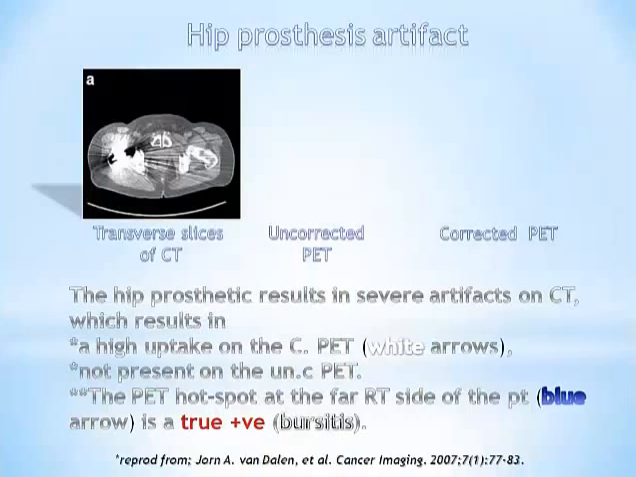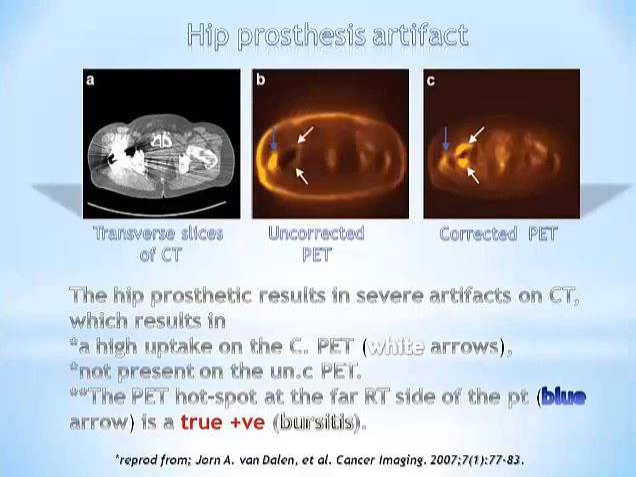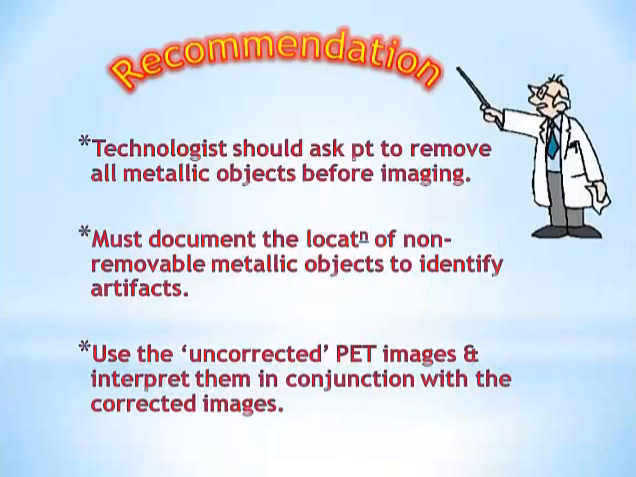This is another one. As you see, the hip prosthetic is causing, as I mentioned, a striking artifact in the CT image, and a high uptake in the corrected PET image, while we see just a low background in the uncorrected PET image. This is just to trigger your mind.